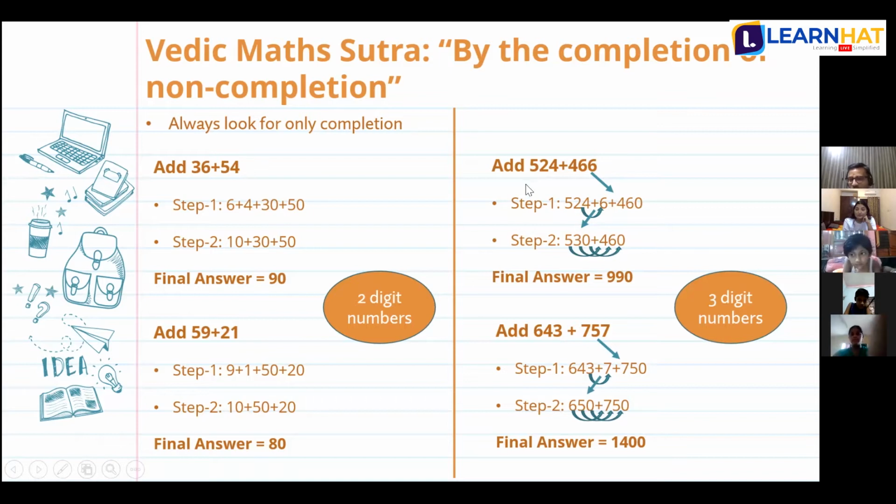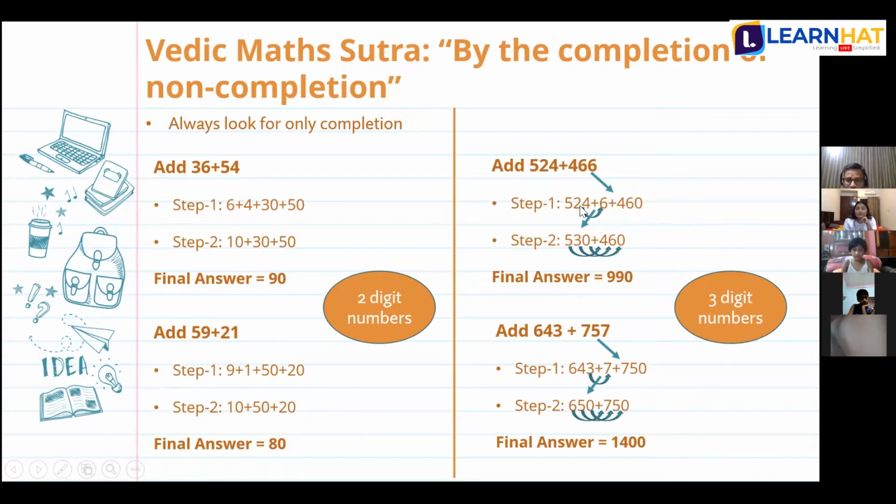It's also the same way. For example, take 524 plus 466. What we need to do is always look for the number nearest to 10. So we write 524 as it is, then try to remove 6 from 466. That will become 6 here. Then the remaining 460, you add it like this. So 466 is 6 plus 460, correct?